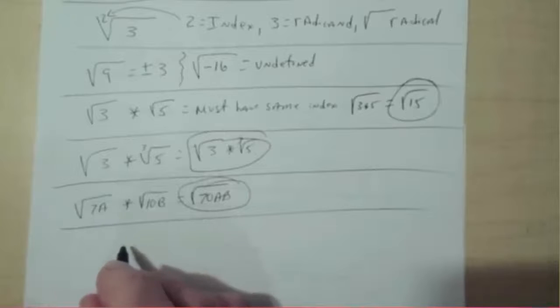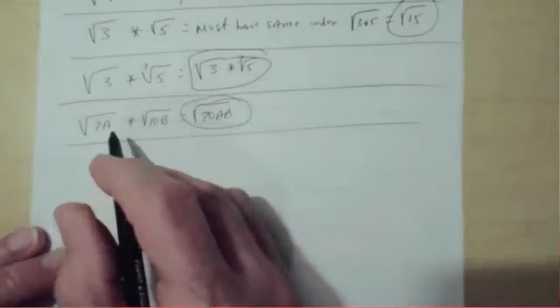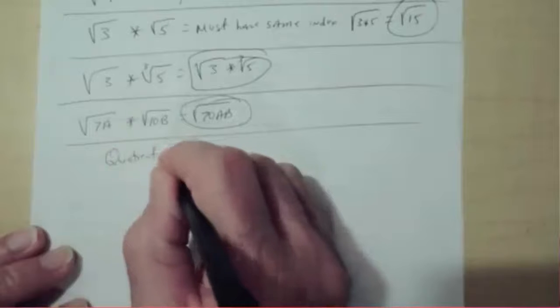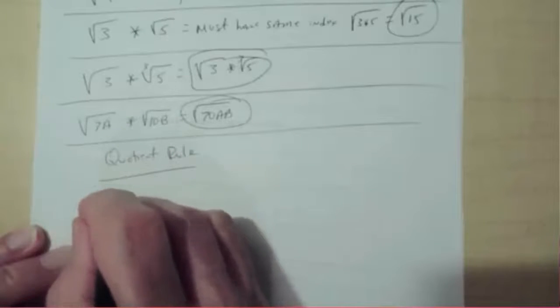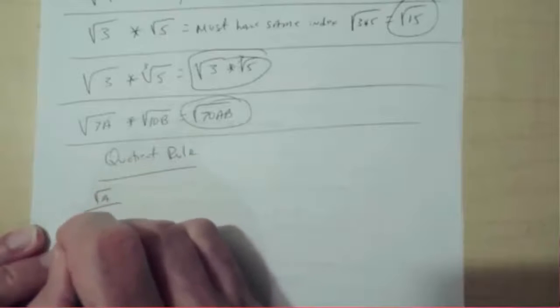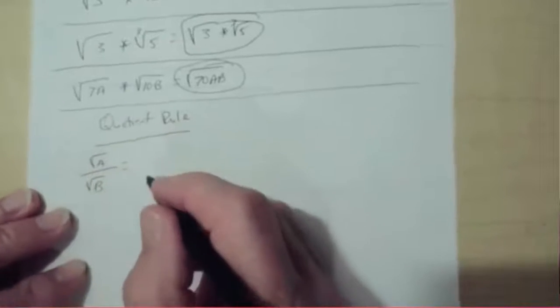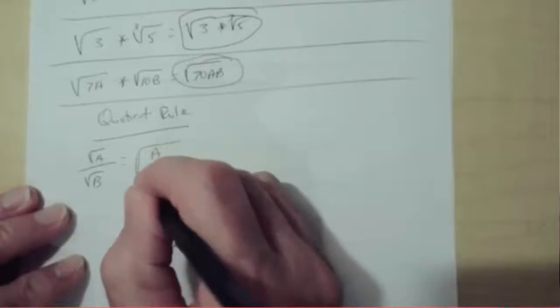Now the quotient rule, you remember, is the answer you get when you divide. Q-U-O-T-I-E-N-T, quotient rule. So if you have the square root of A divided by the square root of B, you can put this under the same radical, A over B, just like that. Take a drink.